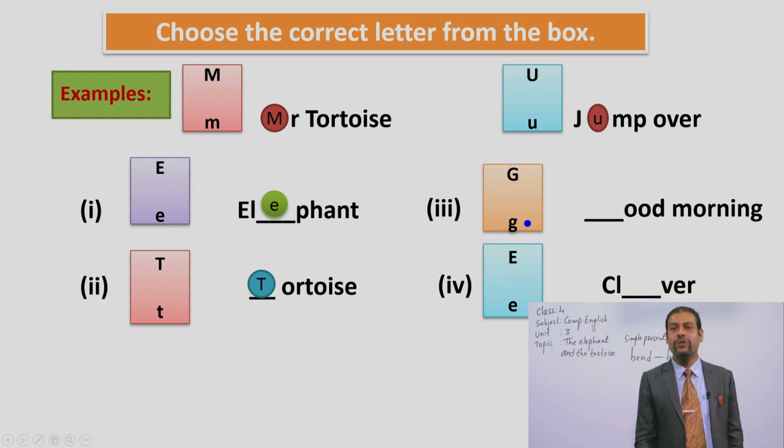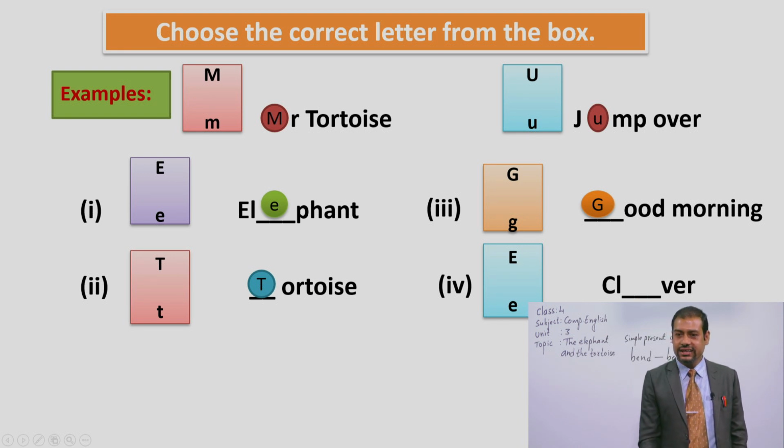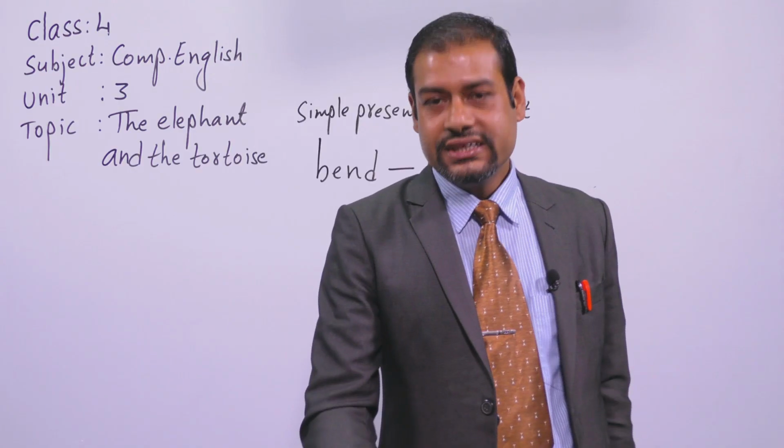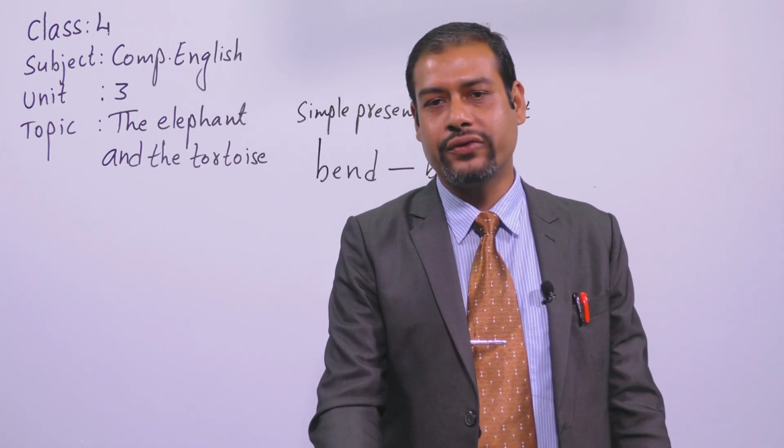Now look at number 3. Capital letter G or small letter g? Check. Yes, you are very right. It is the starting of the phrase, okay? Your phrase, good morning. You have to write down capital G. And what about number 4? Capital letter E or small letter e? You have to write down e. Very good. Pronounce it once again. Good morning. G-O-O-D, good. M-O-R-N-I-N-G, good morning. And this is C-L-E-V-E-R, clever. Once again. C-L-E-V-E-R, clever. Very good.